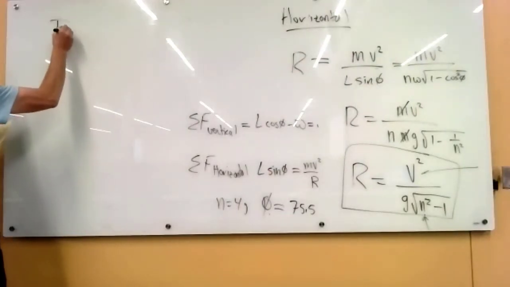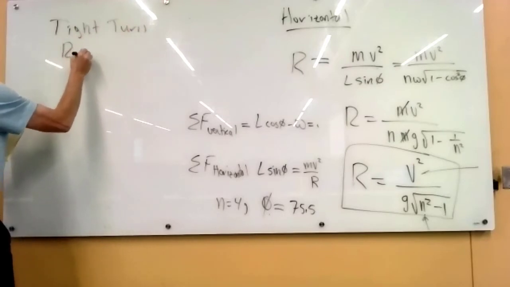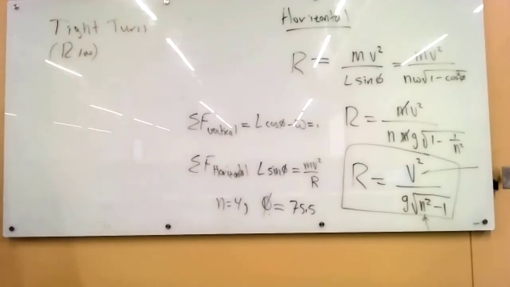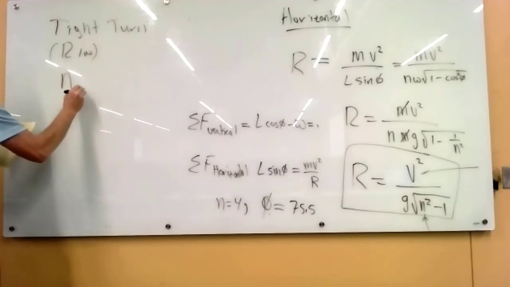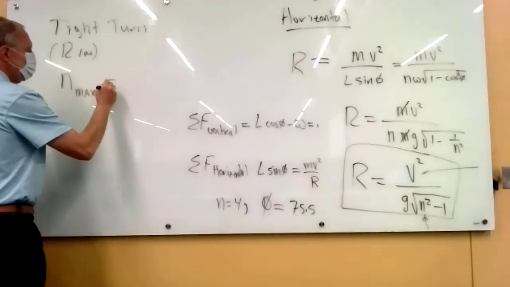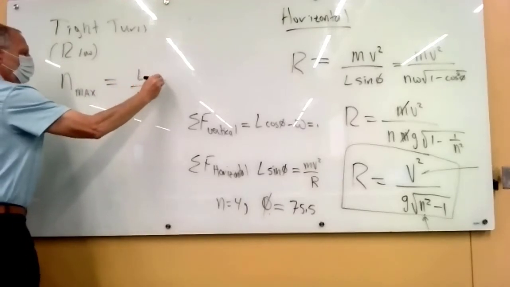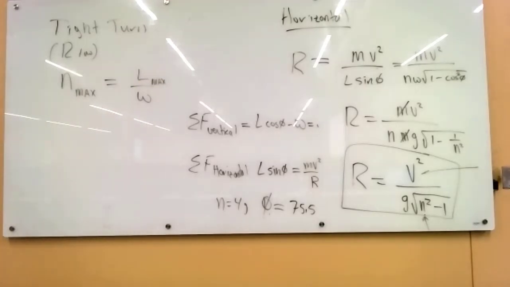So for a tight turn, meaning R low, you want to turn fast to a new heading. For a tight turn, we need the maximum load factor we can get. And since load factor is lift over weight, and our weight is fixed, we're going to want the maximum lift we can get. So if we fly at stall or just barely below stall, that's going to give us the most load factor.